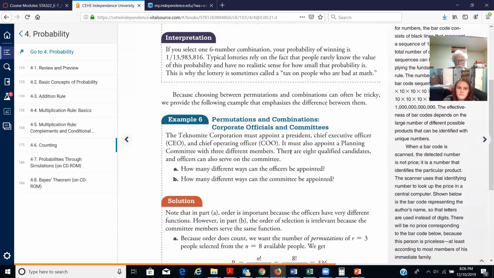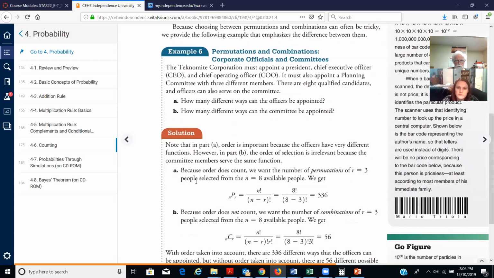If we look at this corporation, it's going to appoint a president, a CEO, and a COO, and a planning committee with 3 different members, 8 qualified candidates, and officers can be put on there. How many different ways can the officers be appointed? Order doesn't count. So we have 8 people, and we want 3 of these people to be appointed to these 3 offices.